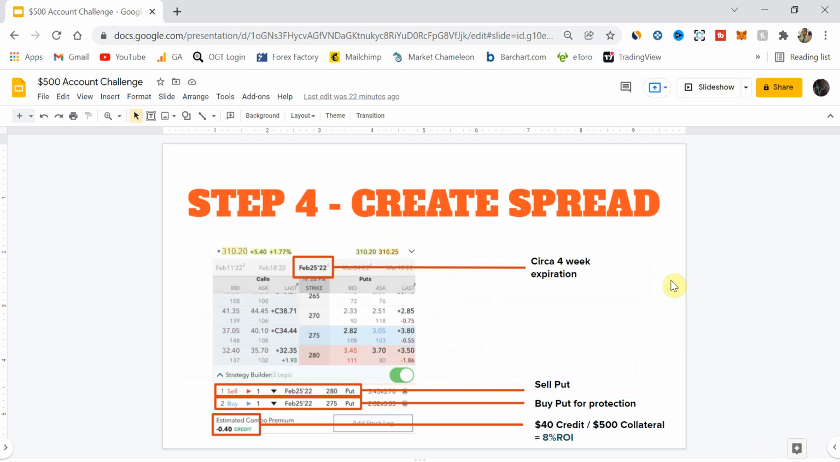You pick a strike price, you sell the put, then you buy a put one increment below. Microsoft is a $5 increment, but there's a lot of stocks that have a $1 increment, so therefore it's $100 to put up.